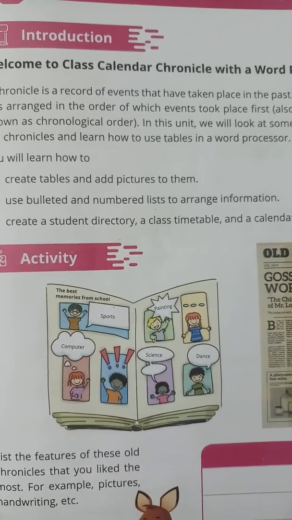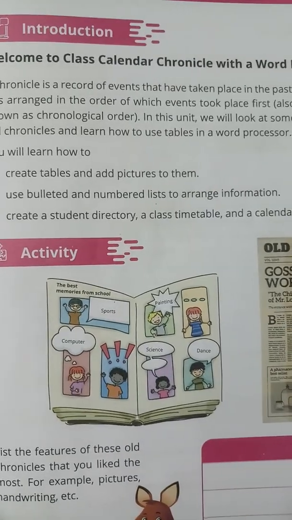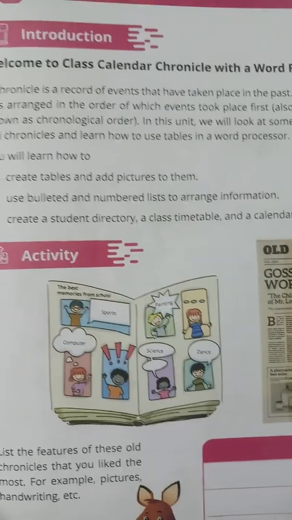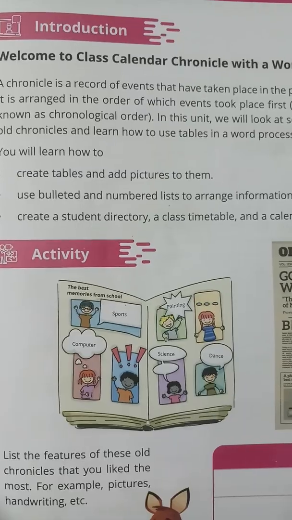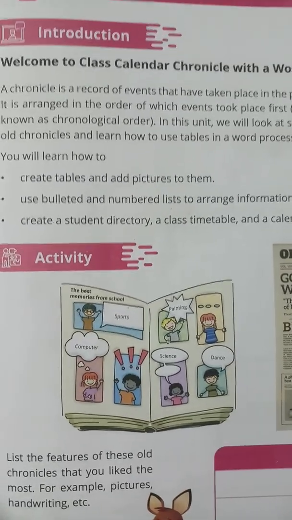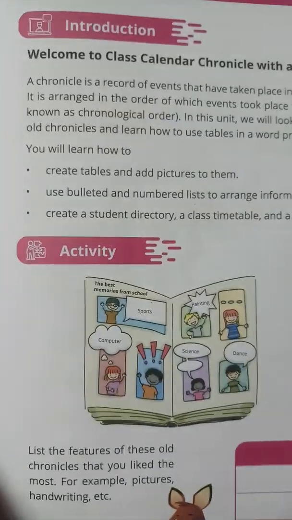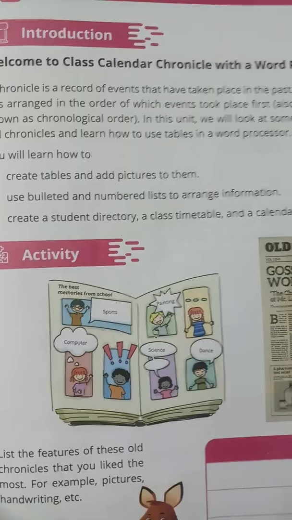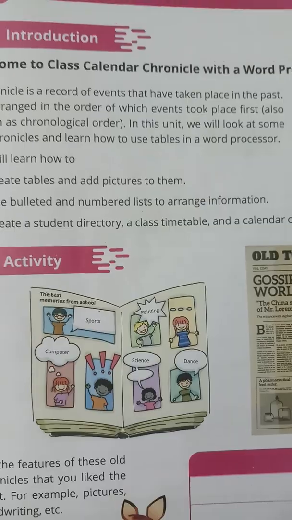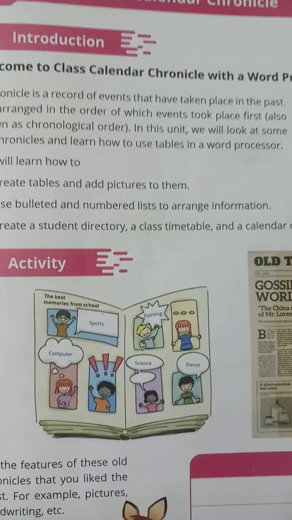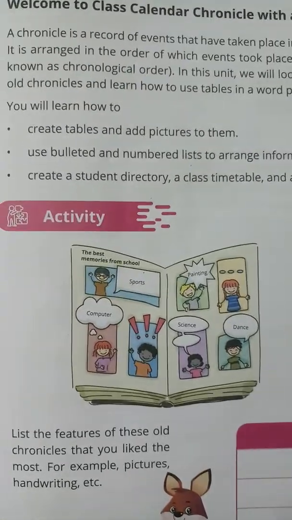First, we need to write which event happened first, then the next event, and then the third event, like this. This is known as chronological order. In this unit, we will look at some old chronicles and learn how to use tables in a word processor. Here we have an activity.